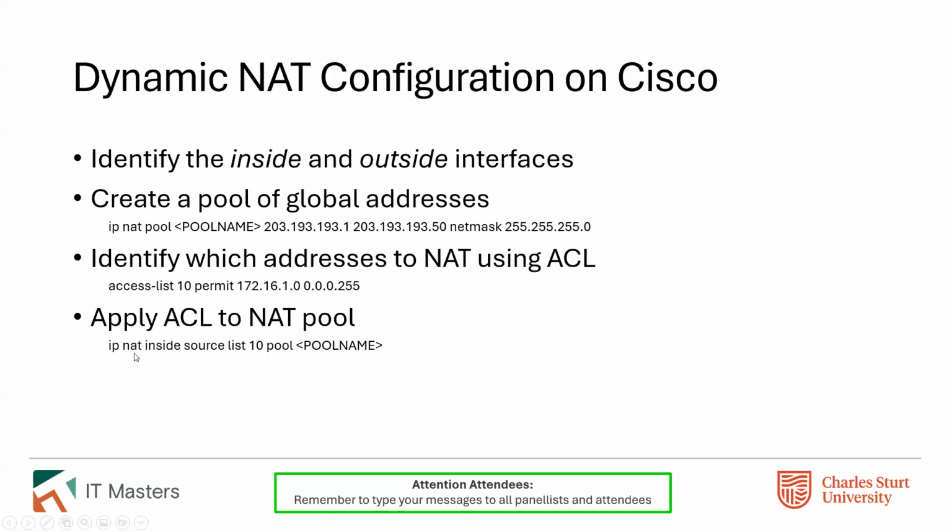And then what you do need to do is create an access control list, which essentially says which internal devices are allowed to use this pool. In this case, we're saying that all of 172.16.1.0 is allowed to use it. Now, a little point of note: you'll notice that this address looks very different to the net mask up here.